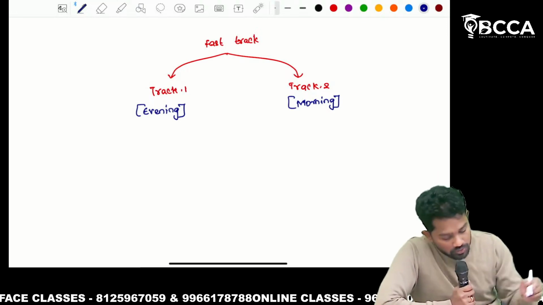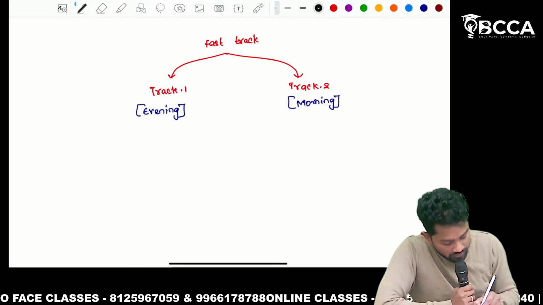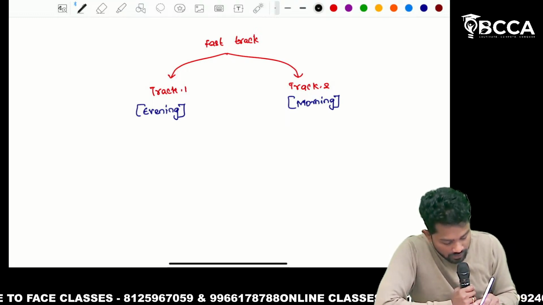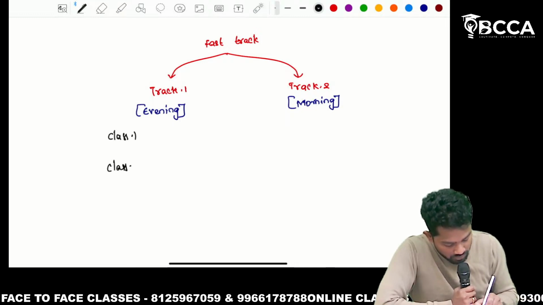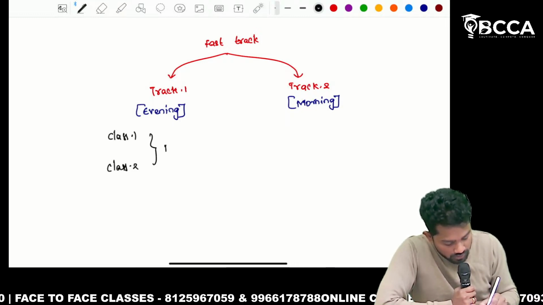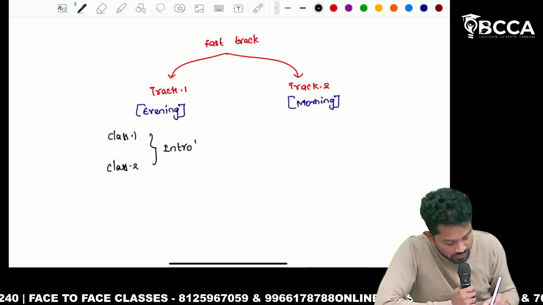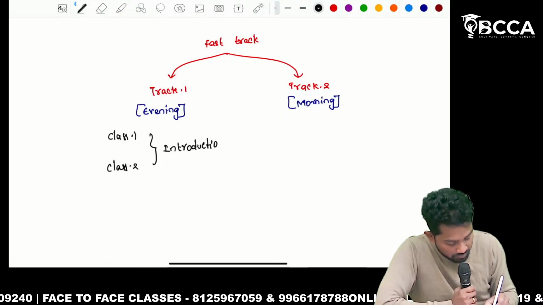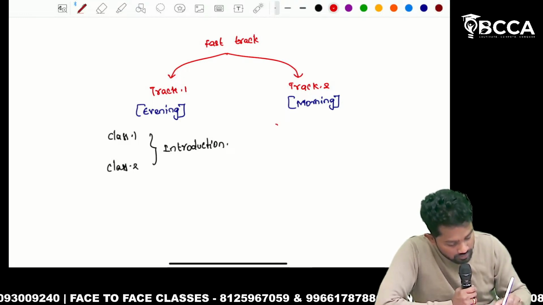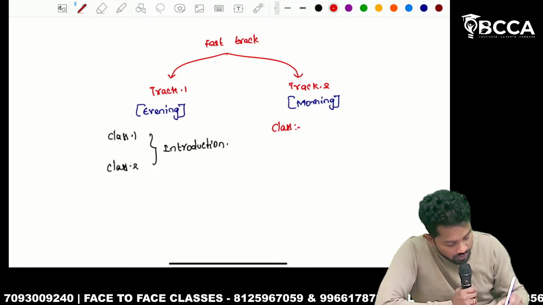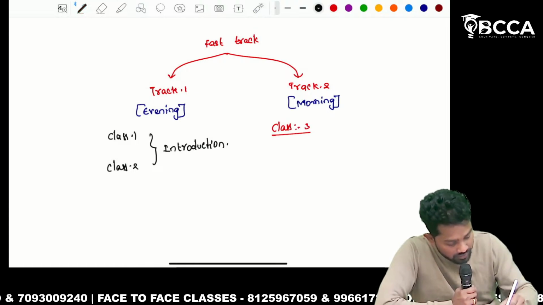In the track 1 evening sessions, we already had class 1 and class 2. In these two classes, we have completed the GST introduction chapter. Whereas in track 2, this class is the first one. In class order, it is class 3.